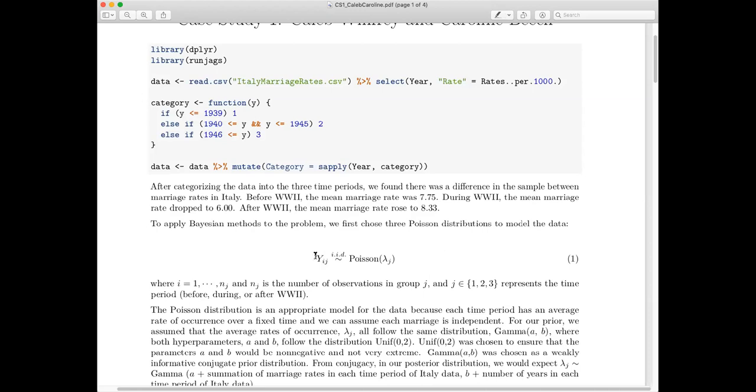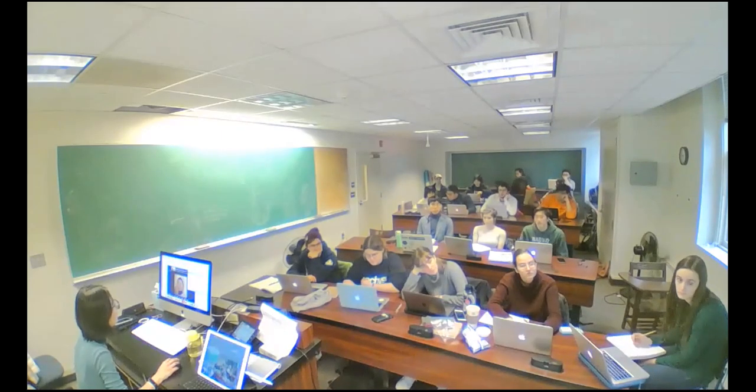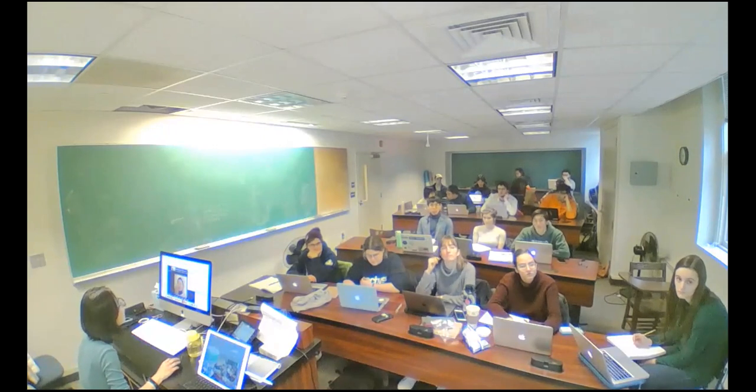So Caleb and Caroline's approach is this one: you break the data into 3 periods, and then for each period you have the Yij being IID Poisson with the given lambda j. Okay? So do we all do the same thing? Okay, Zach? Well, we used a normal gamma hierarchical model with shared standard deviation between groups.